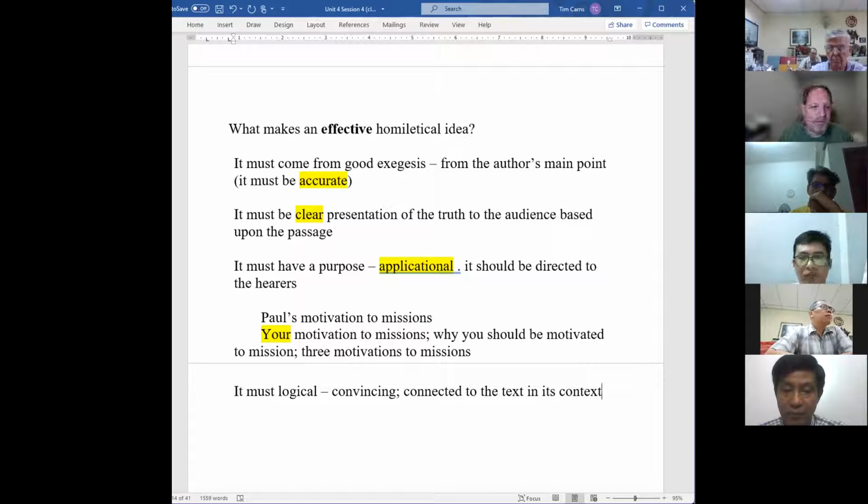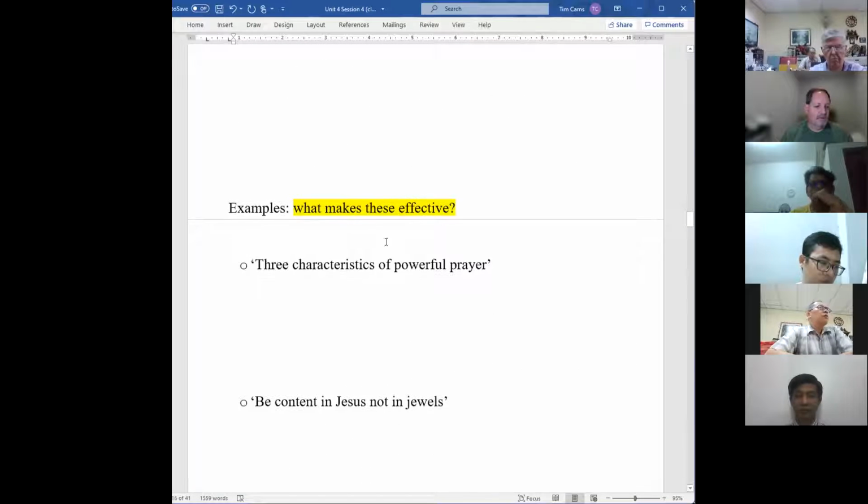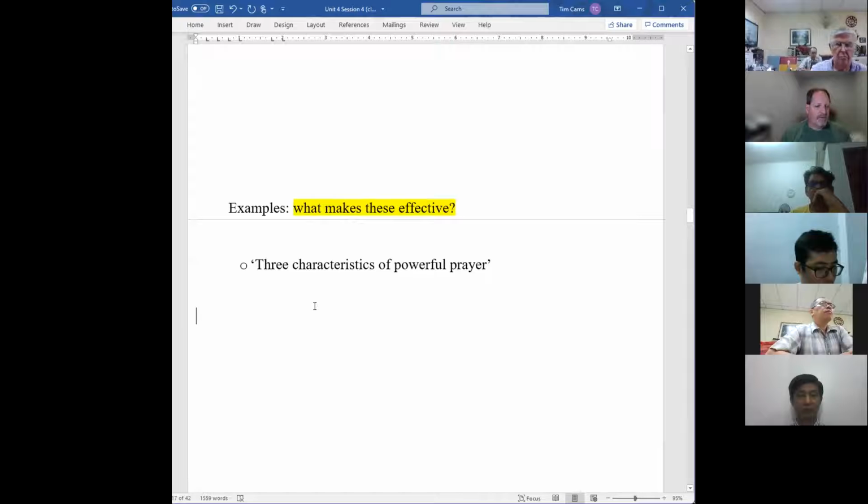So these are good. So let me give you a few examples, and then we can just evaluate how effective these are. Here, let's do this. So let's evaluate. I just chose some example homiletical ideas just for us to evaluate. So here we have three characteristics of powerful prayer. What can make this a helpful homiletical idea? What are some features here?